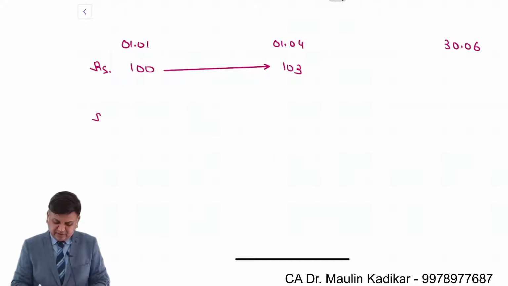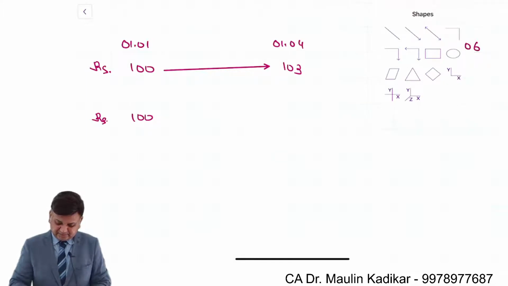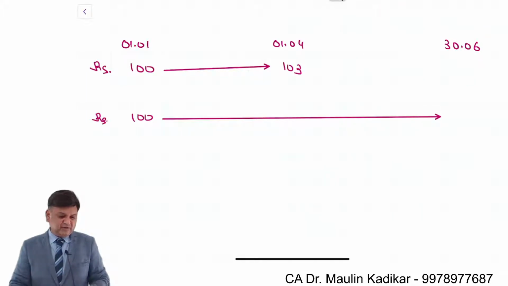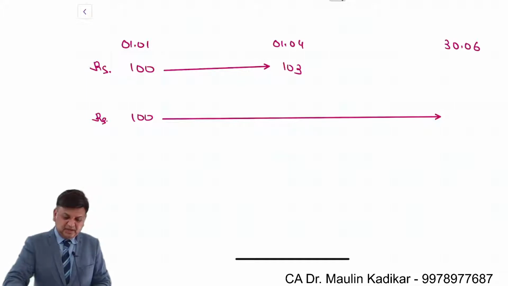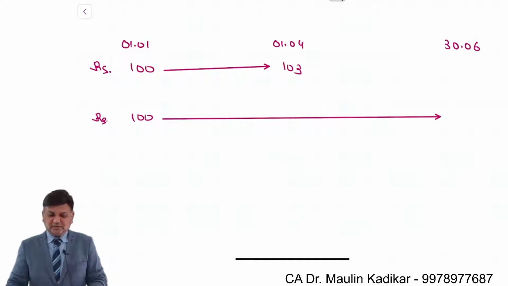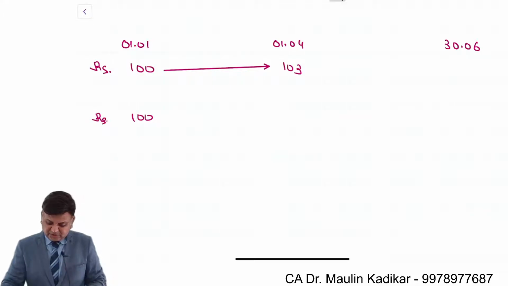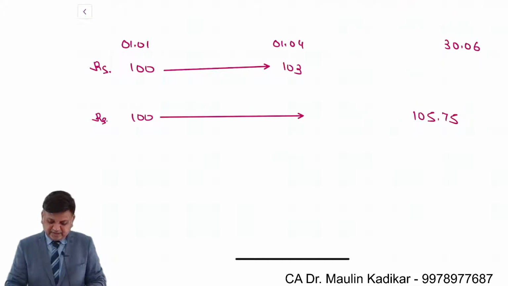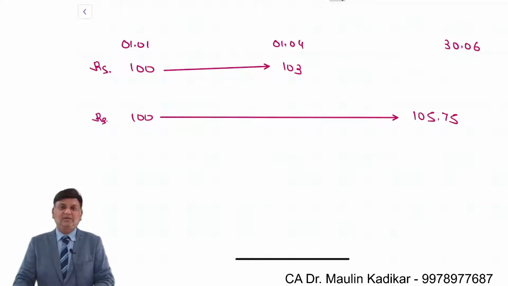And suppose I would have borrowed the same 100 rupees directly for 6 months. Then the repayment of the loan would be 100 into 11.5% divided by 2 plus 100, that is 105.75. So this is 105.75, the repayment of the loan at the end of the 6 months.